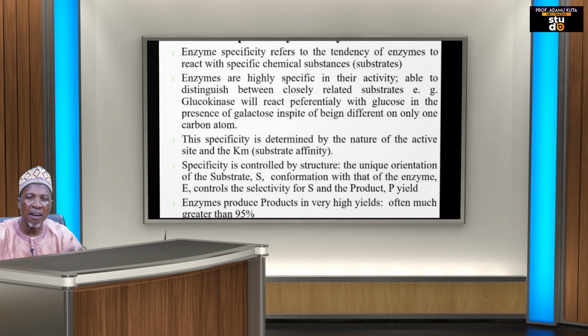Specificity of enzymes. We've mentioned that enzymes are very specific, and they have the tendency of being able to distinguish between closely related compounds because of that specificity. The active site is made in such a way that it only recognizes its substrate. And this specificity is determined by a component of kinetics that is referred to as Km, which is substrate affinity. Every substrate has a particular affinity for its enzyme, and every enzyme has affinity for its substrate. So when you mix substrates in the same vessel, the enzyme will specifically go for its substrate. It will not metabolize any other substrate.